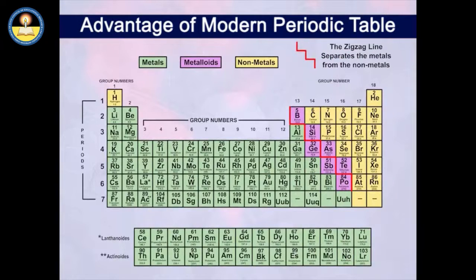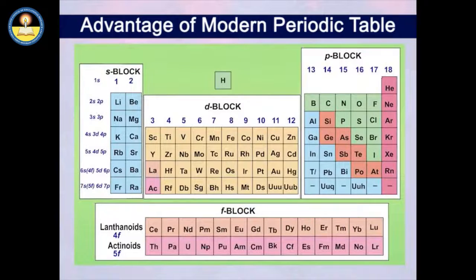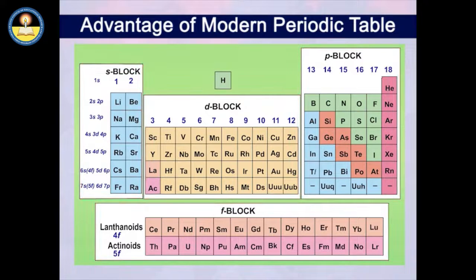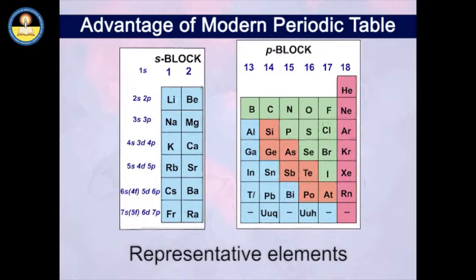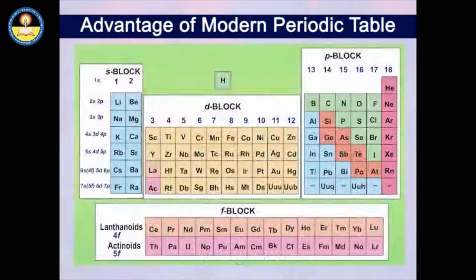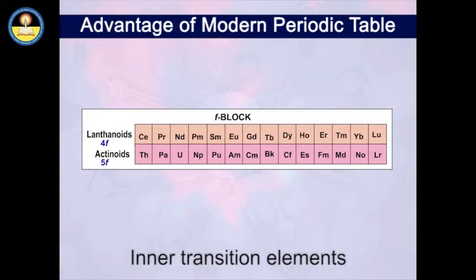Elements have been placed into separate blocks like s, p, d and f, and also into 4 different types of elements like representative elements, inert gases, transition elements and inner transition elements.